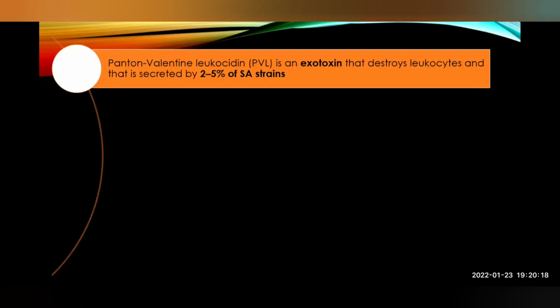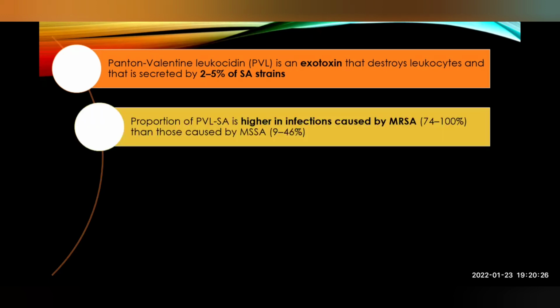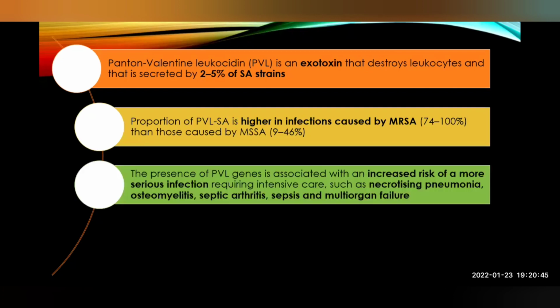So in a situation like this, apart from the MRSA, you'll have to look for PVL toxin production. PVL, or Panton-Valentine leukocidin, is an exotoxin which is produced in 2 to 5% of Staphylococcus aureus strains, and it is usually expressed in higher concentration in MRSA, up to 75 to 100%, and in MSSA in a lower percentage, 9 to 45%. Again, it depends on the place.